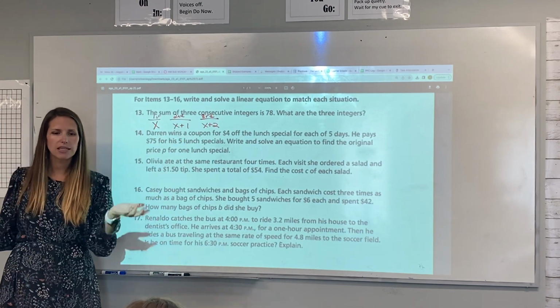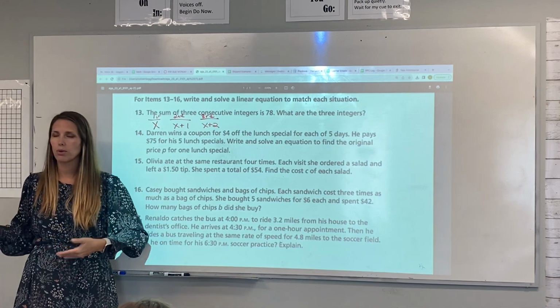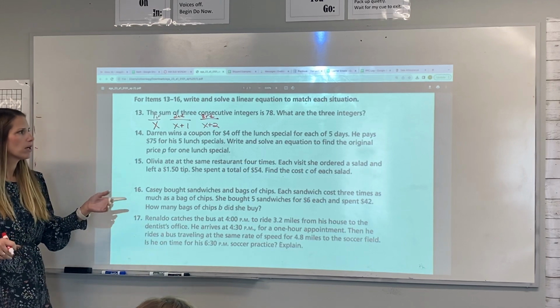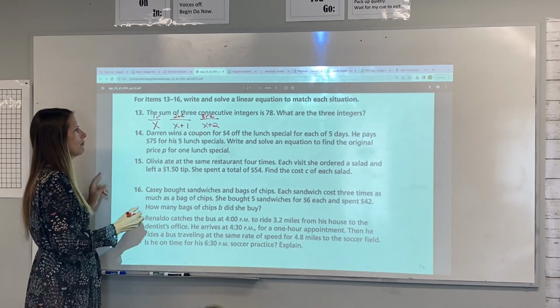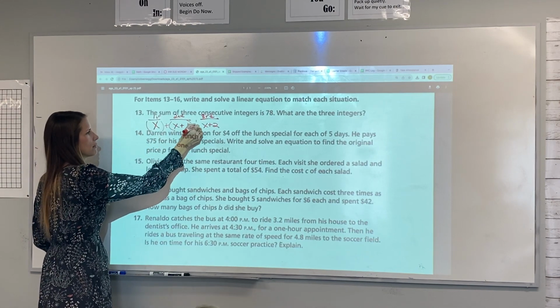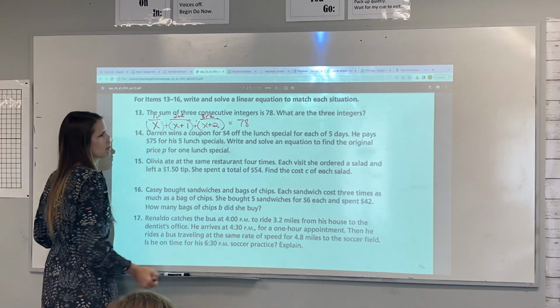So remember what consecutive integers are? 1, 2, 3, 8, 9, 10, 21, 22, 23. Something like that, all in a row. Now, the sum of all of these has to equal 78, right?